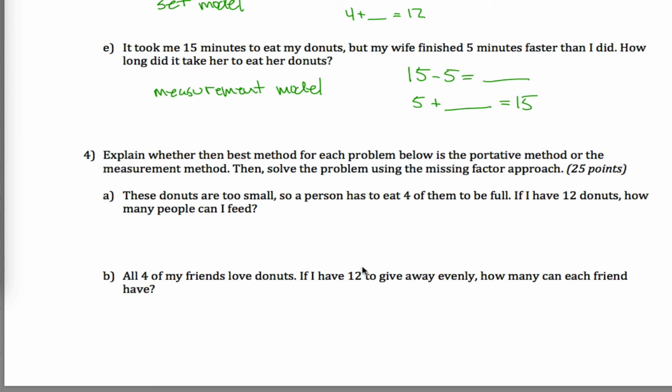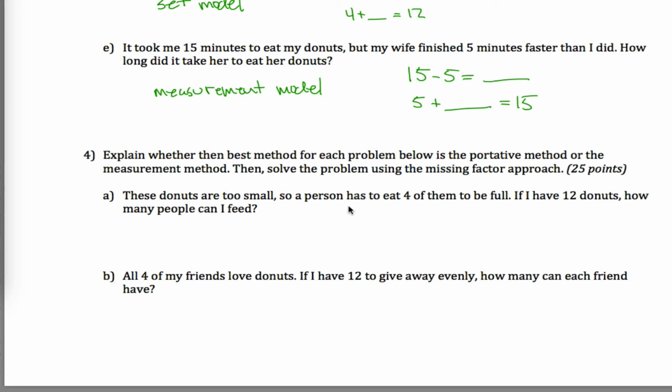For the partitive model, it's a little bit different. For the partitive model, I start out with some big group, and I know how many subgroups I'm going to have. I distribute things evenly, and I figure out how many are in each group. So up here, or on one of them, I look for how many groups I have. On the other one, I look for how big is each group. So let's see which makes more sense.